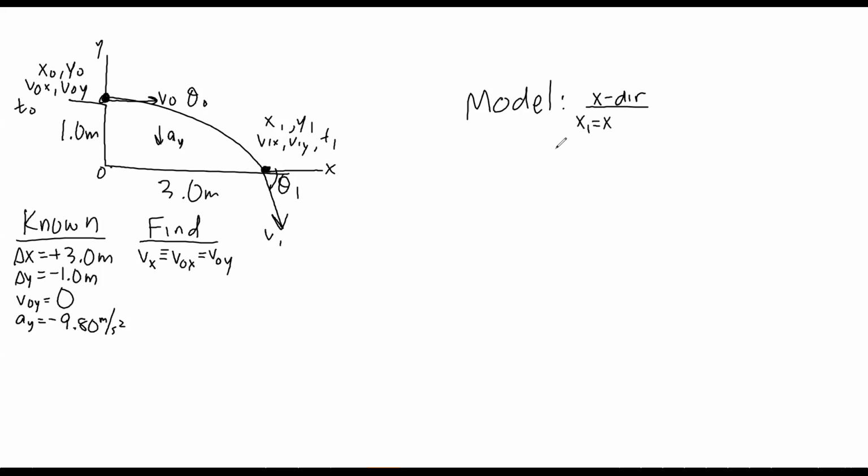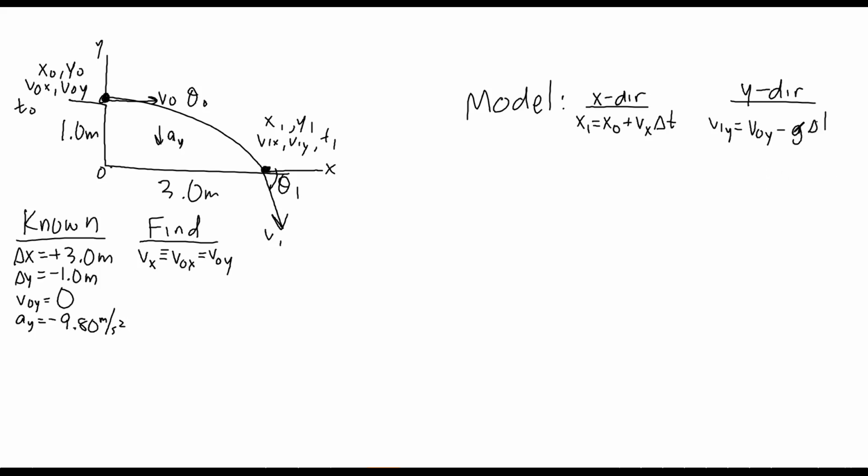x1 equals x0 plus v sub x delta t. That's the only thing that we've got in the x direction. What about in the y direction? Well, we've got v1y equals v0y minus g delta t. That's the first one, right?